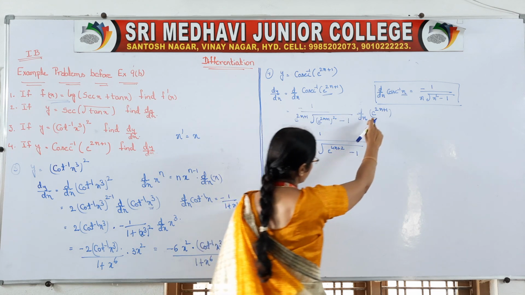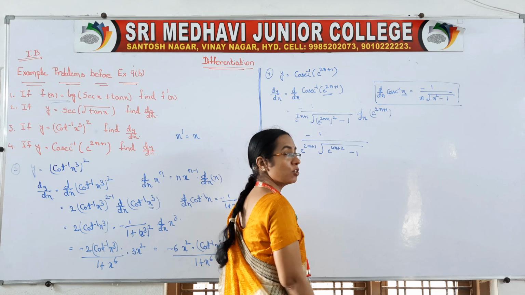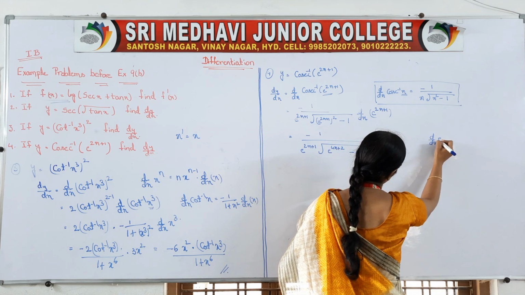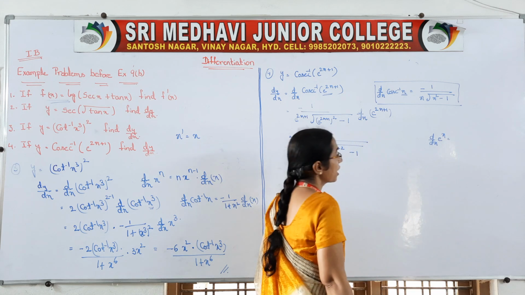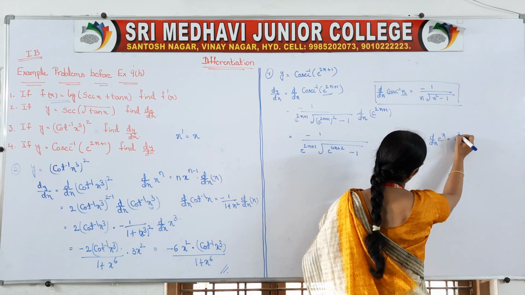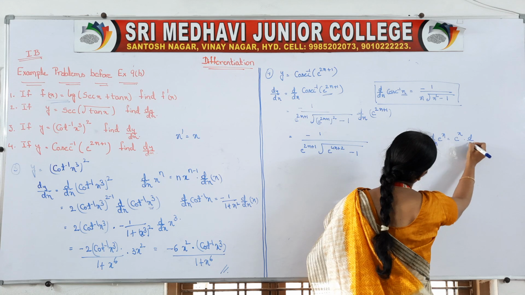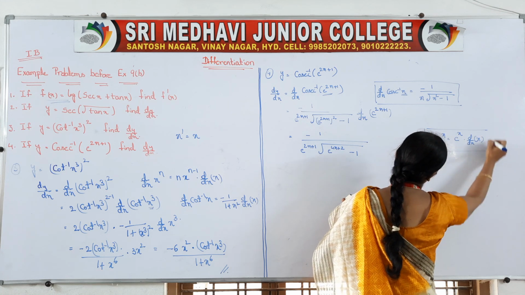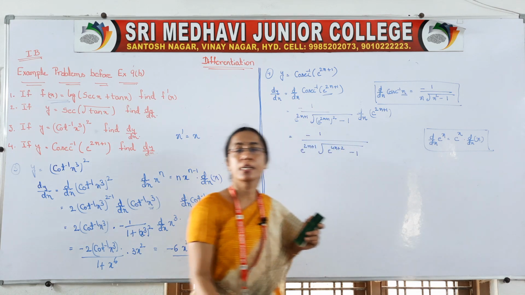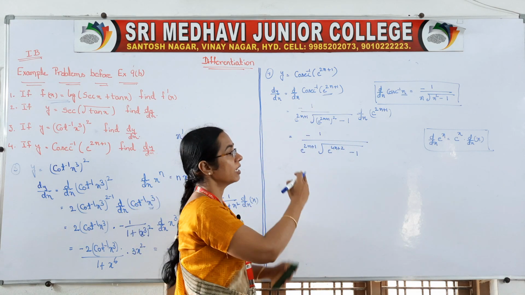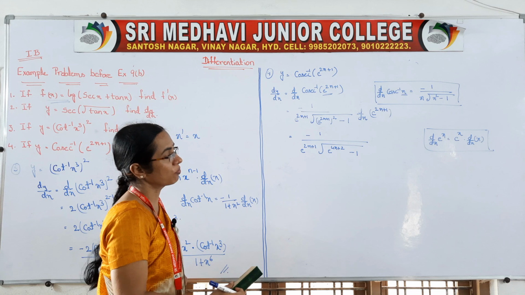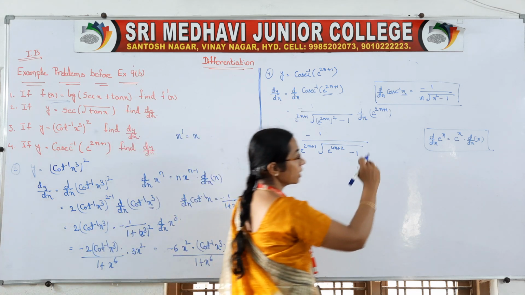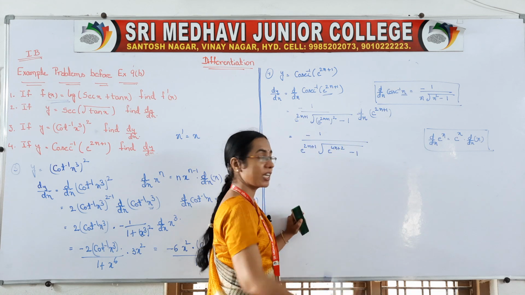Minus 1 into d by dx of e to the power of variable. Come on, go to the formulae. D by dx of e to the power of any variable is e to the power of that variable into d by dx of that variable. Right? So d by dx of x is 1. That's why while writing the list we have taken only d by dx of e to the power of x as e to the power of x only. But into d by dx of that variable is there.